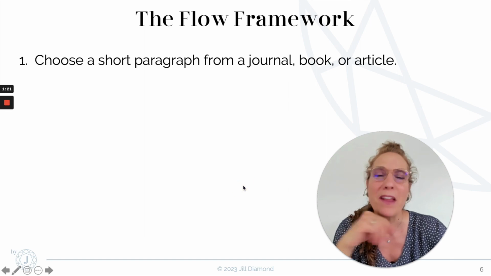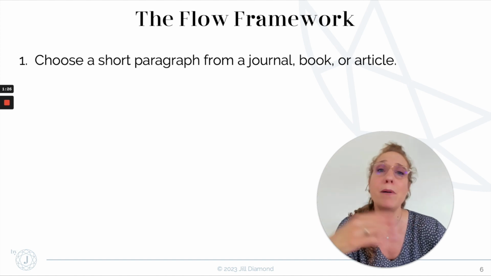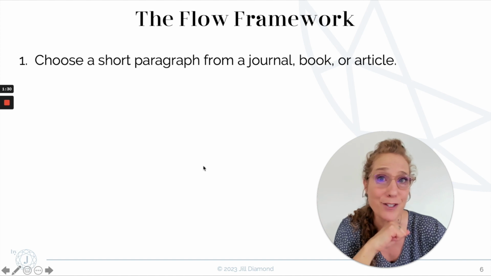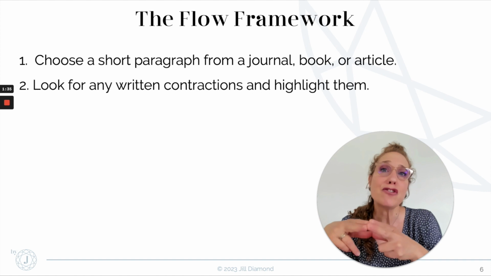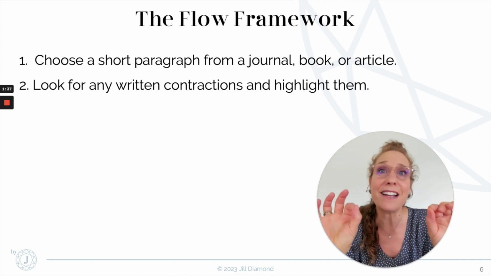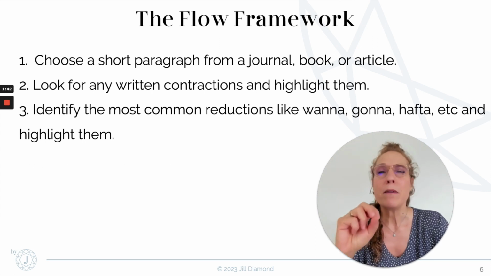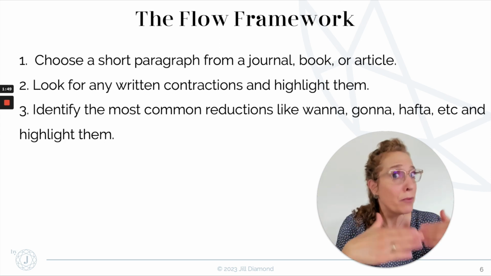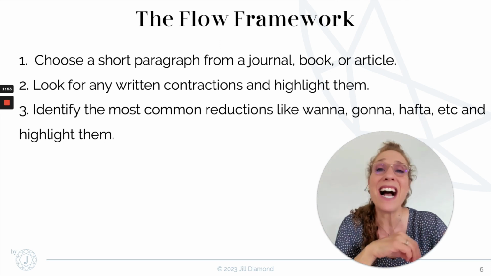in the Diamond method. The first thing you're going to do is choose a short paragraph from a book or a journal or an article, preferably a topic that interests you. Then you're going to look for any written contractions, and I want you to highlight those. From there, identify the most common reductions. Those would be reductions like wanna, gonna, have to, and they may not be written that way, so you're going to look for those types of reductions and highlight those as well.